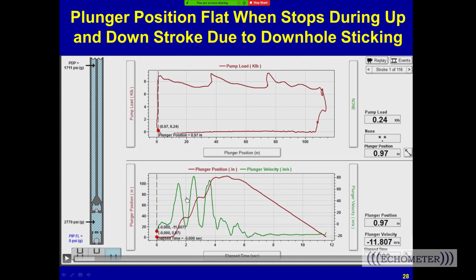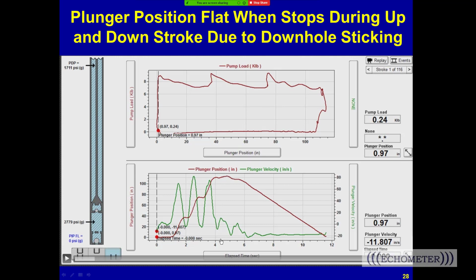Notice that the rods are stretching, pick up the fluid load, and the plunger velocity in green goes up, and the plunger moves, and then it stops when the velocity drops to 0. Here's the 0 velocity. It stops, and the plunger moves, and it stops, and the plunger moves, and it stops. And then on the downstroke, it doesn't seem to stop at all when the pump's full.